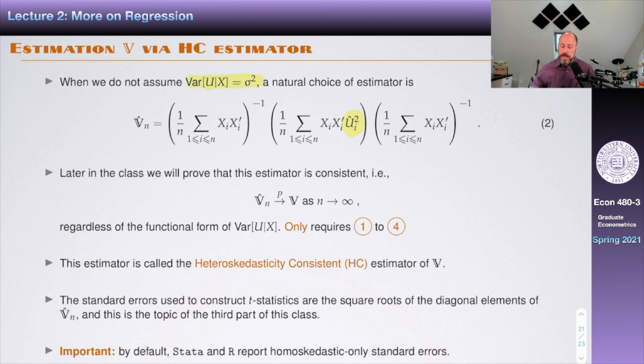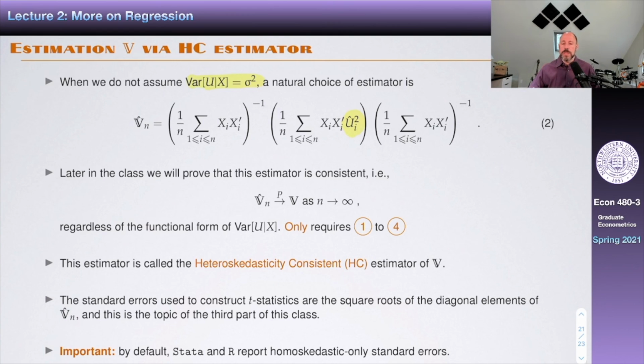This is the so-called heteroscedasticity consistent estimator, or HC estimator. Later in class, in the second part after the midterm, we're going to prove carefully that this estimator converges in probability to B, so that it is consistent for the object that it intends to estimate. And it only requires assumptions 1 to 4 that we described before. That is important because the same assumptions that give us asymptotic normality are the assumptions that allow us to claim that this estimator of the variance covariance matrix is consistent.